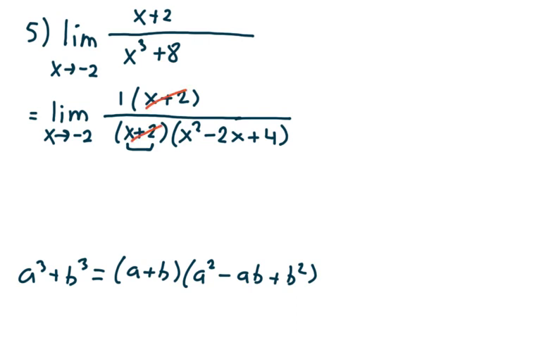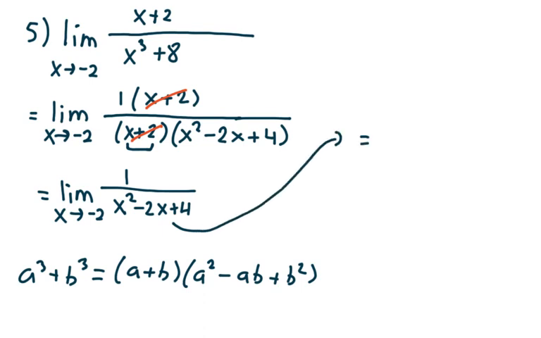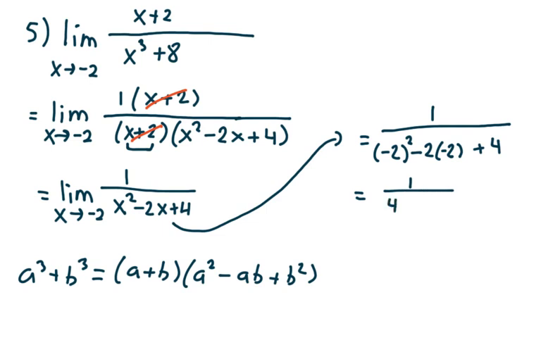Now, the x plus 2's can cancel out, right? Because remember, x plus 2 over x plus 2 reduces to 1, just as long as x doesn't equal negative 2. So this is the limit as x goes to negative 2 of 1 over x squared minus 2x plus 4. And so this is 1 over, now, we get negative 2 to the second minus 2 times negative 2 plus 4. But this is 1 over 4 plus 4 plus 4. And so the answer to example 5 is 1/12.